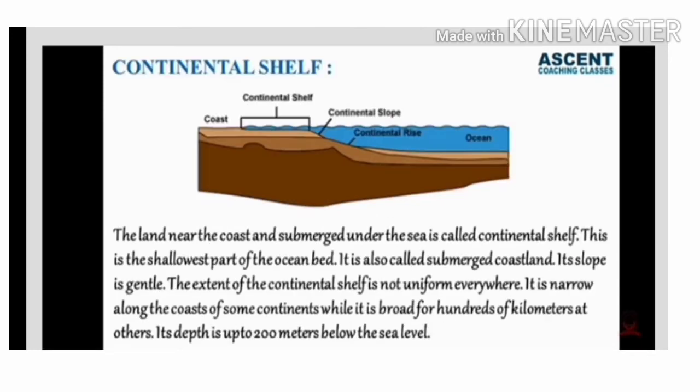So the land near the coast and submerged under the sea is called a continental shelf. This is the shallowest part of the ocean bed. It is also called a submerged coastline. Its slope is gentle. The extent of the continental shelf is not uniform everywhere. It is narrow along the coast of some continents, while it is broad for hundreds of kilometers at others. Its depth is up to 200 meters below the sea level.